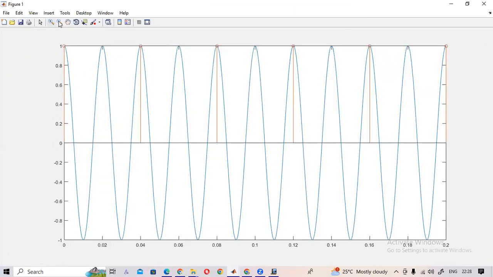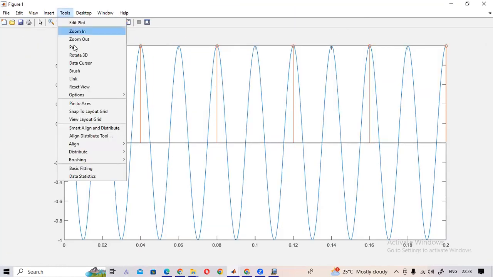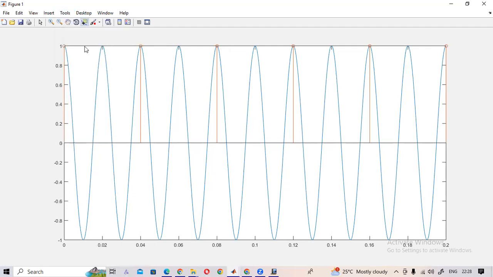If you go to this tool and get the data cursor, this is one repeating point and this is the consecutive repeating point. So from here to here is one cycle of the continuous-time signal. The continuous-time signal frequency is 50, which means the period should be 1 over 50, which is 0.02. You can check it here if you click it.